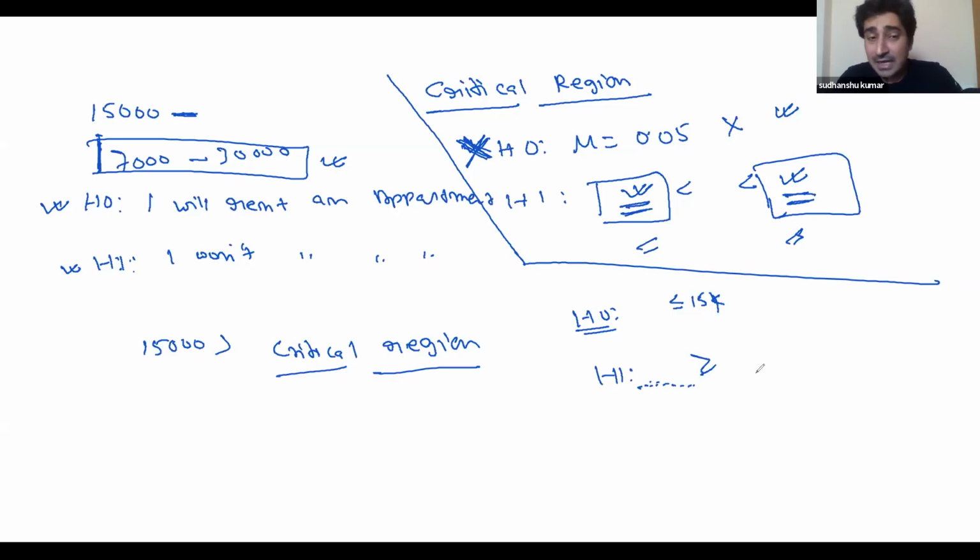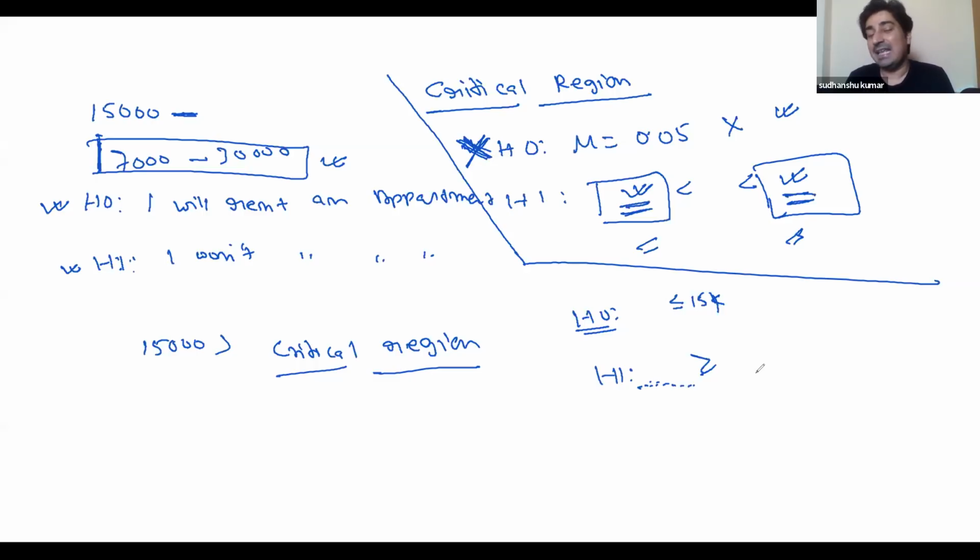So for a different kind of scenario, the critical region may lie on a one-tail test, or it is possible that it will lie on a two-tail test. Here, as of now, I have a critical region, but it's available only in one direction, greater than 15,000. Only in that direction, these things are available. So that is basically my critical region that you will be able to find out.